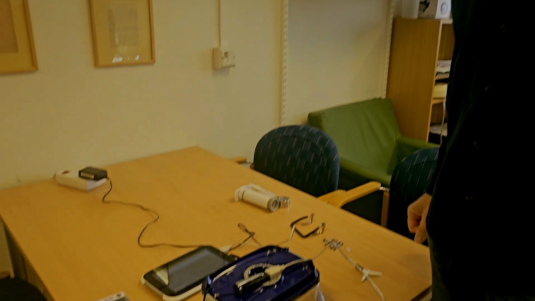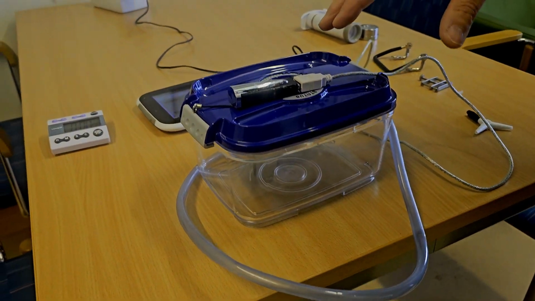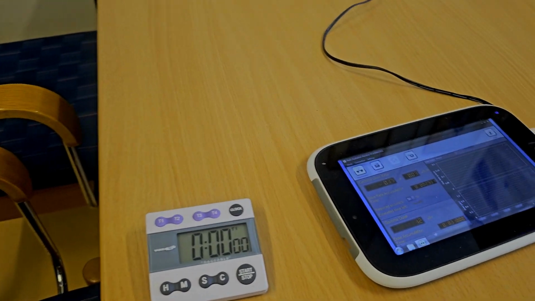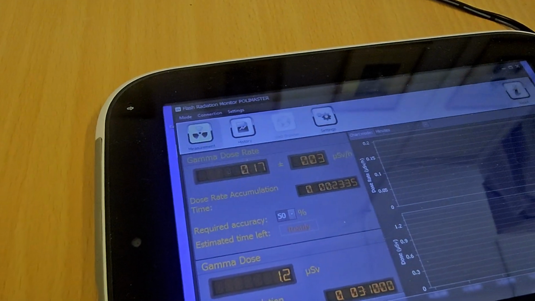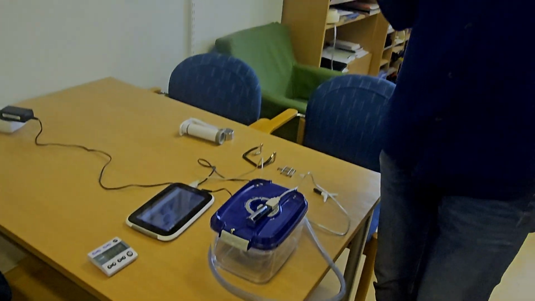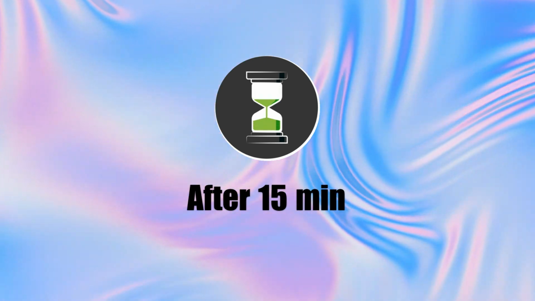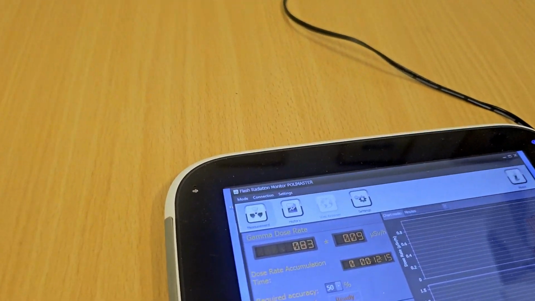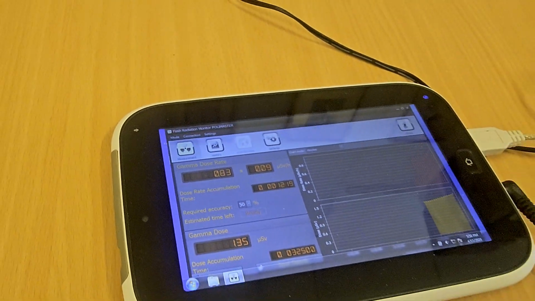Okay, we are now back in the lab with the box full of radon, and the gamma dosimetry has started. We are now counting time 000, and the dose rate is 0.17 microsieverts per hour. We set the clock to 15 minutes, and the next reading will be after 15 minutes. We have now measured gamma radiation buildup for 15 minutes, and the dose rate is 0.83 microsieverts per hour. We will continue the measurement for another 15 minutes.